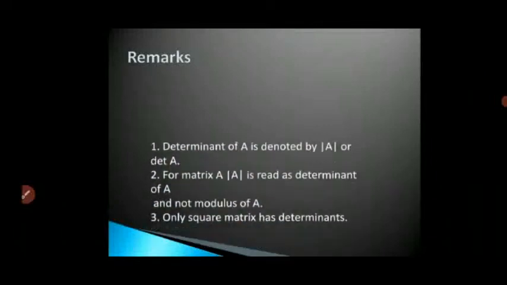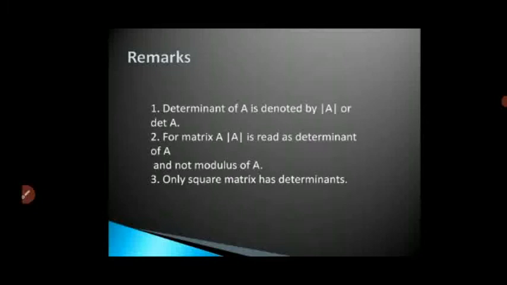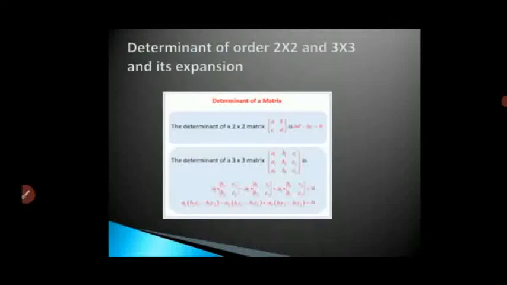Now, determinant of A is denoted by mod of A or determinant of A. For matrix A, what we were saying till now as mod A, we will not be saying it as mod. Now we will call it determinant of A and not modulus of A. Only square matrix has a determinant. You have already learned that we have square matrices as well as rectangular, but only square matrix will have a determinant.